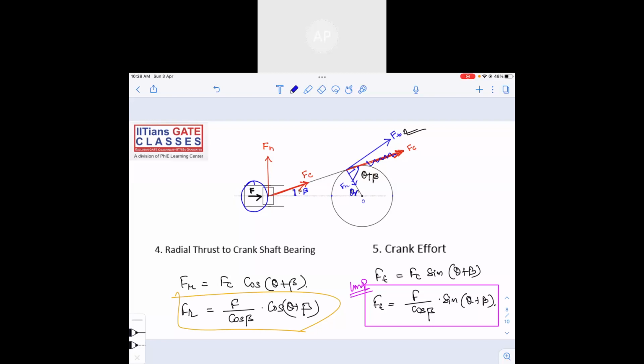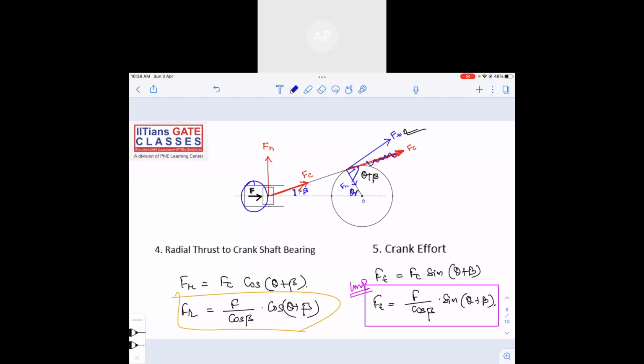The rest of the time there will be no piston effort. In fact, power will be consumed. To compress the fuel air mixture, you have to give power, isn't it? To exhaust, you have to give power, right? To run the suction stroke, you have to give power, right? You're getting power only in one stroke, that is the expansion stroke, the combustion stroke, or you can say the power stroke, right? And in three of the strokes, power is being consumed.